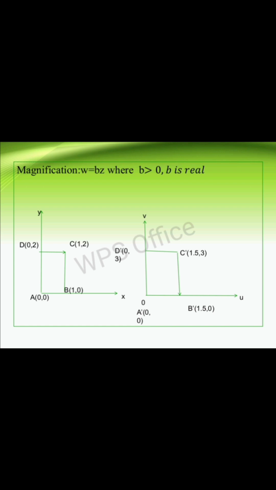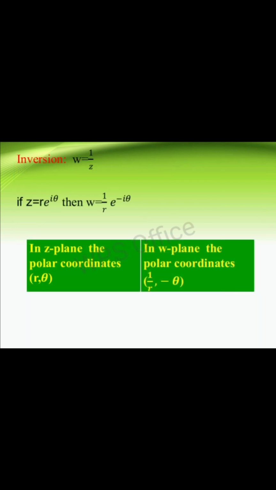D is 0, 2. What is the image D dash? 1.5 into 0, 1.5 into 2, that is 0, 3. So in the W plane, the shape is the same but the size is changed. The size is expanded with respect to the value of b. Only the size is expanded.